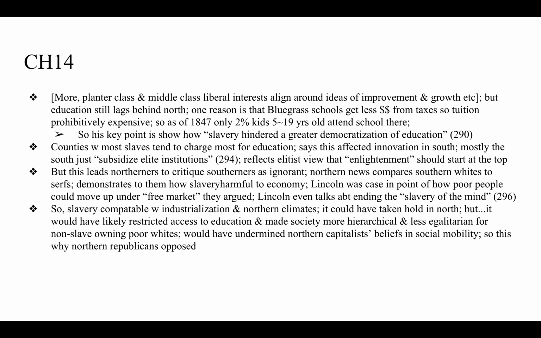And education in these southern regions still lagged far behind those of similar northern regions. And one reason, he says, is that bluegrass schools got less money from taxes, so tuition there was prohibitively expensive. As of 1847, only 2% of kids aged 5 through 19 could attend school there. So his key point is to show how slavery hindered a greater democratization of education.